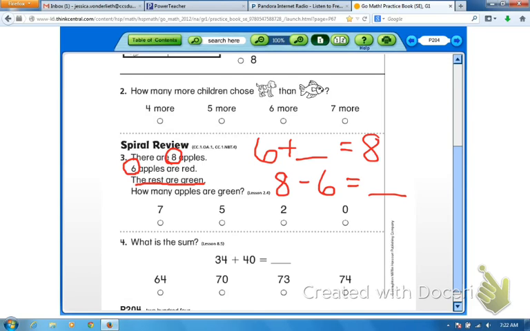And then number 4, what is the sum? We learned that we always rewrite the problem. We stack it, so 34 plus 40, and then they can solve it from there.